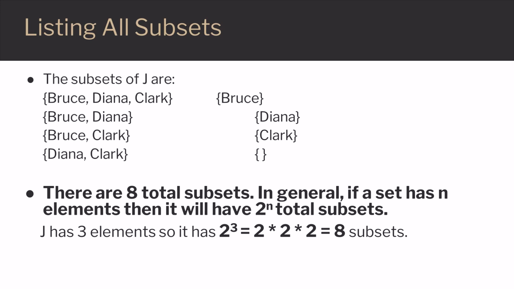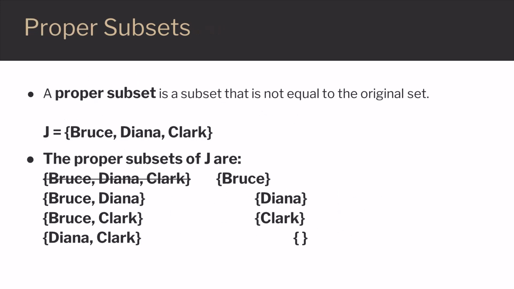Let's say I gave you a menu and asked you to choose from it. If you replied, "I'll take one of everything," that wouldn't really be a proper choice. The same thing holds with subsets. A proper subset is a subset that is not equal to the original set. So all our subsets from the previous list are proper subsets, except the first one, which was Bruce, Diana, Clark, which was equal to the original set.